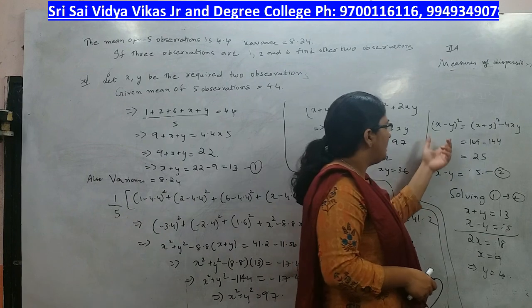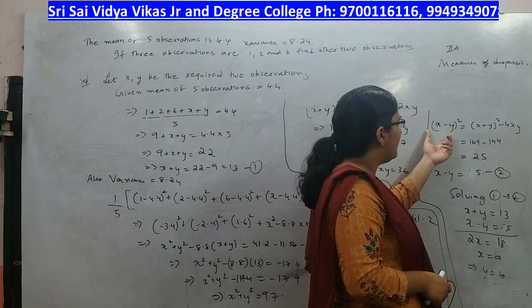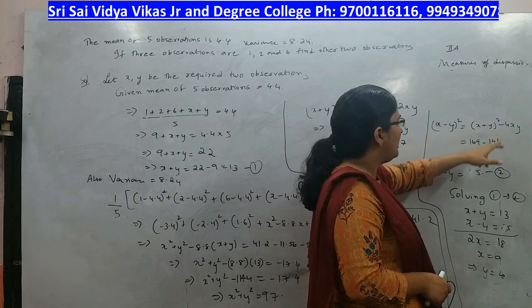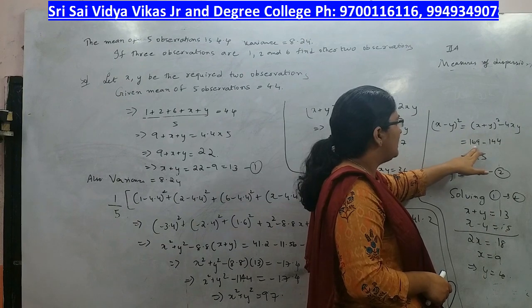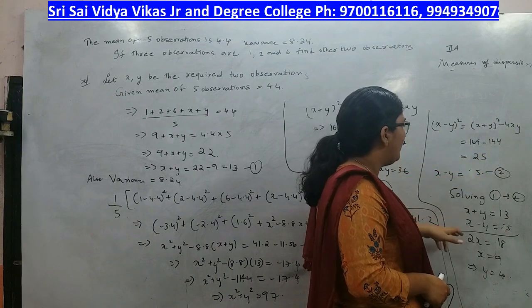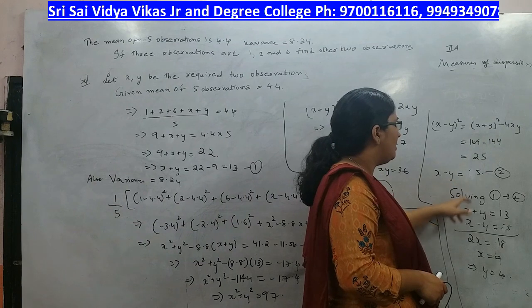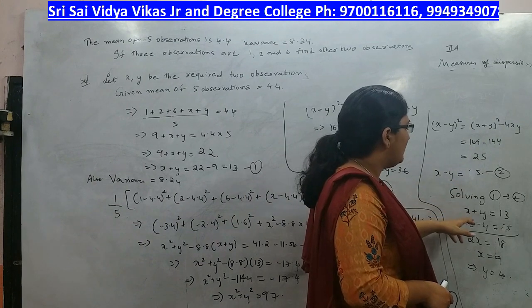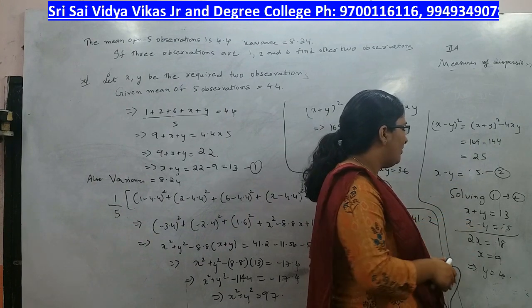Let us try to find x minus y whole square. x minus y whole square is x plus y whole square minus 4xy. That is 169 minus 144, which is 25. x minus y is equal to 5. x plus y is equal to 13. x minus y is equal to 5.